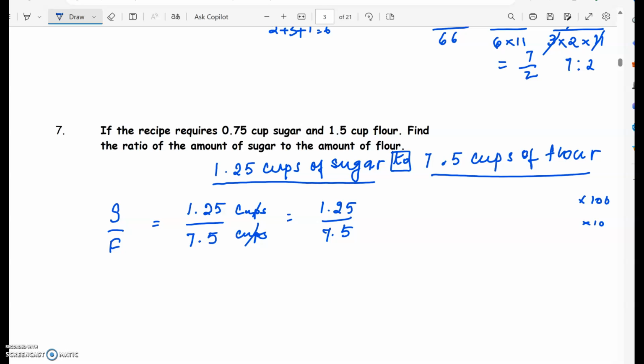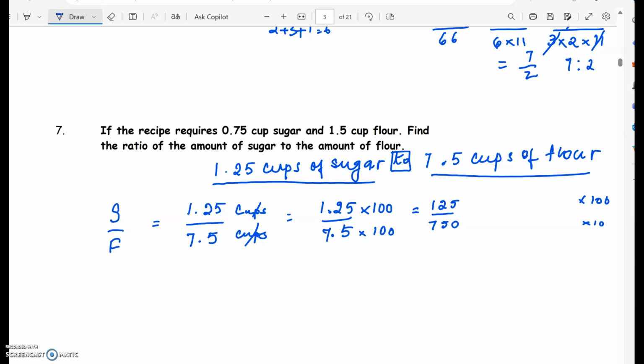So in order to get rid of both the decimal place values, which means we have to convert both the numbers to whole numbers, we need to multiply it with 100 rather than 10. So whatever we multiply the numerator with, we need to do the exact same thing with the denominator. So that is 125 divided by 750. So now we've converted it to whole numbers.